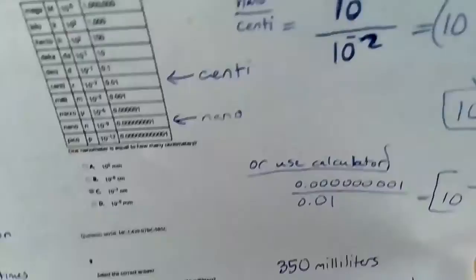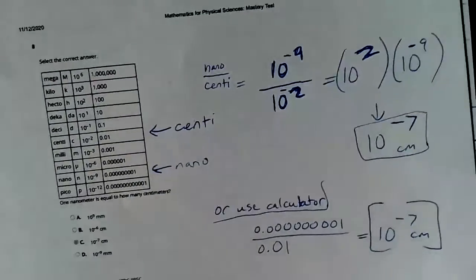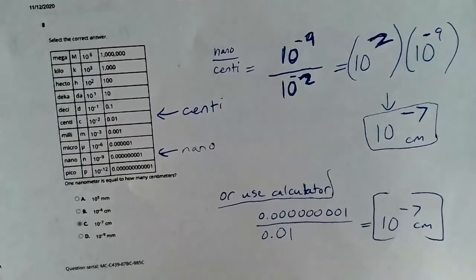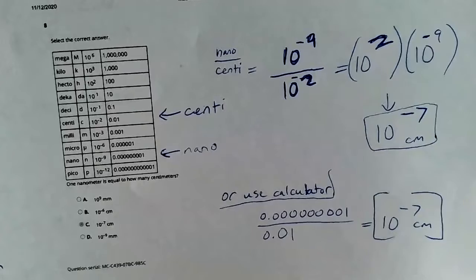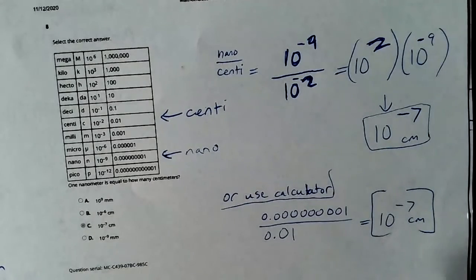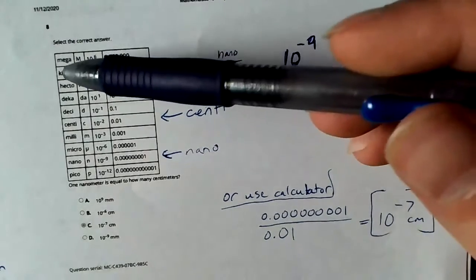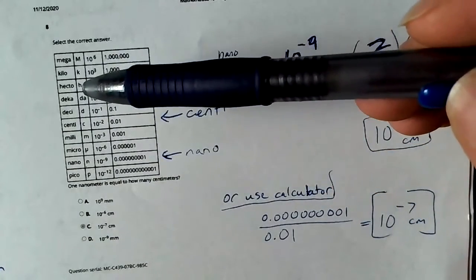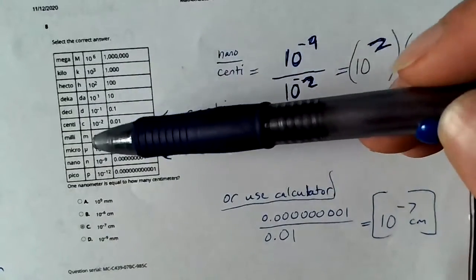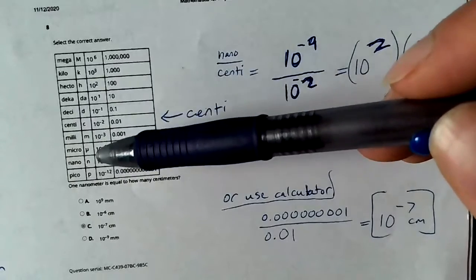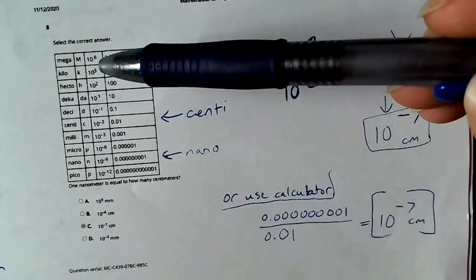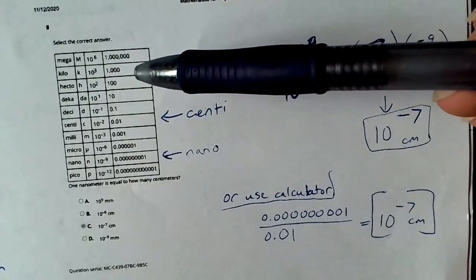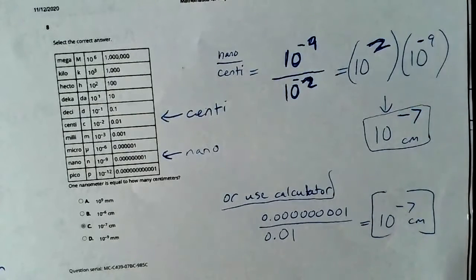Hopefully you're getting the hang of that type of problem. So this is back with those prefixes again. This will give you the prefix, the letter indicating the prefix, and then that tells you how large the prefix changes the unit.